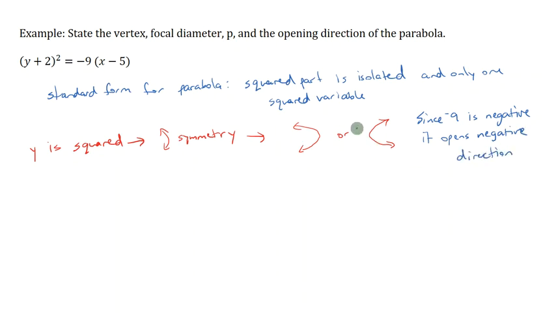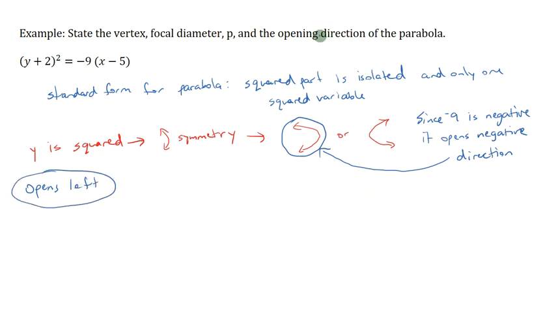Now out of these two, we tend to say that the one that opens left is the negative direction and the one that opens to the right is the positive direction. So that means this is the one we're looking at. We're looking at a parabola that opens left, okay? And that's one of the things we needed, the opening direction of the parabola.